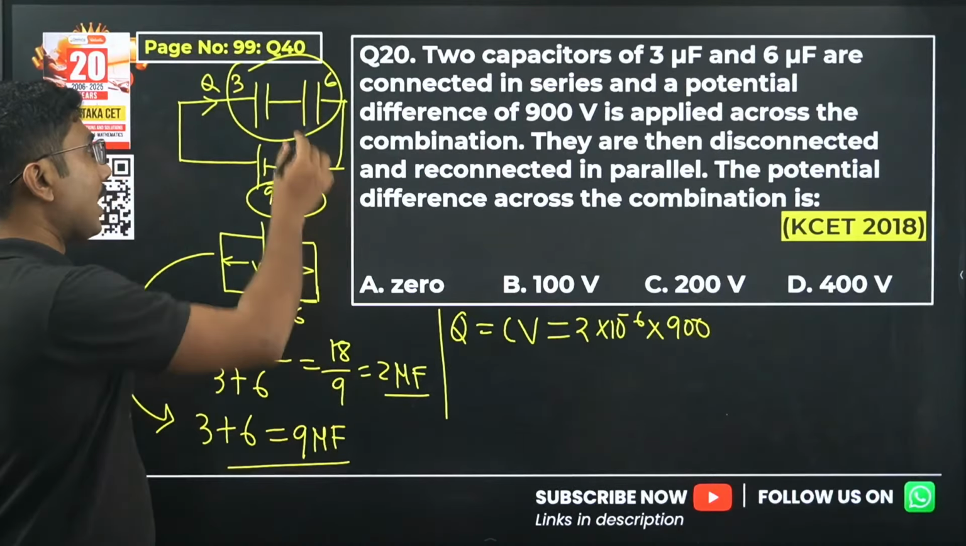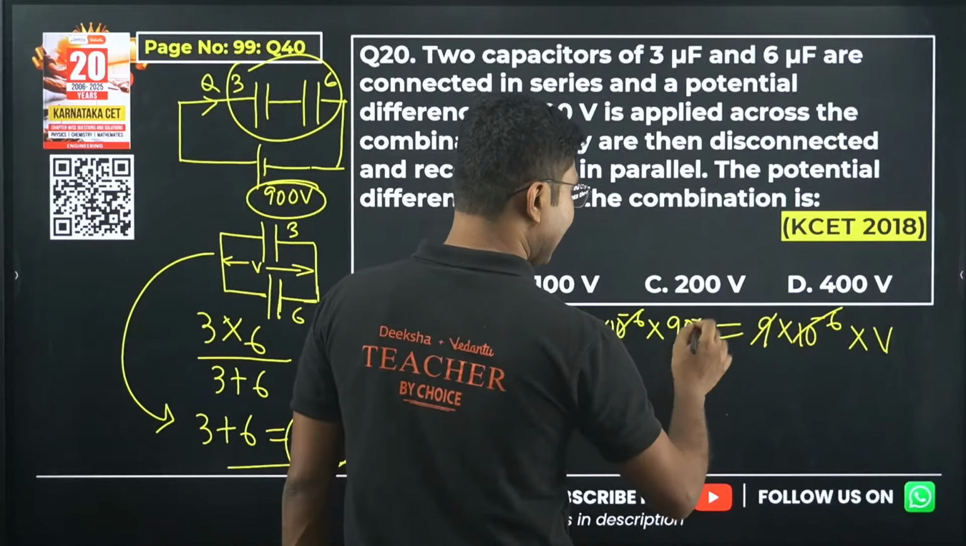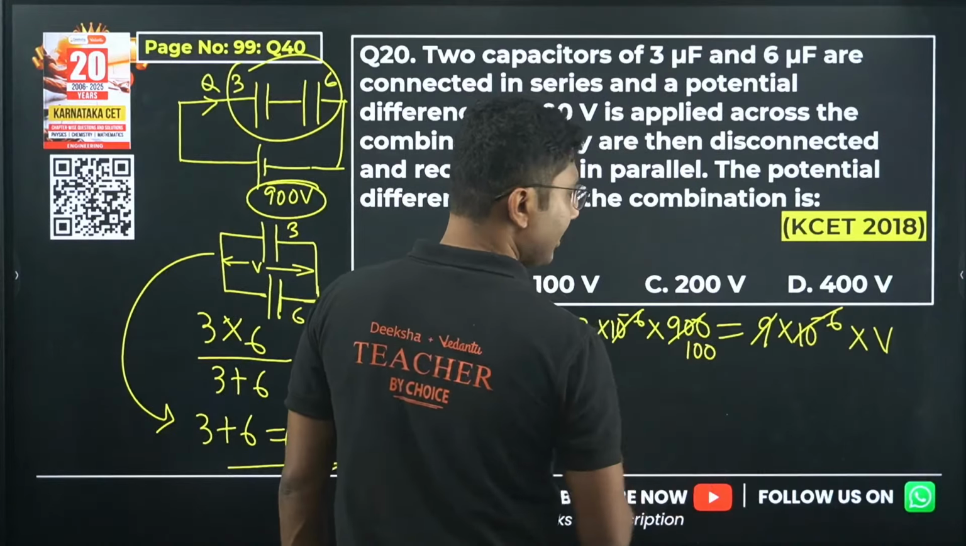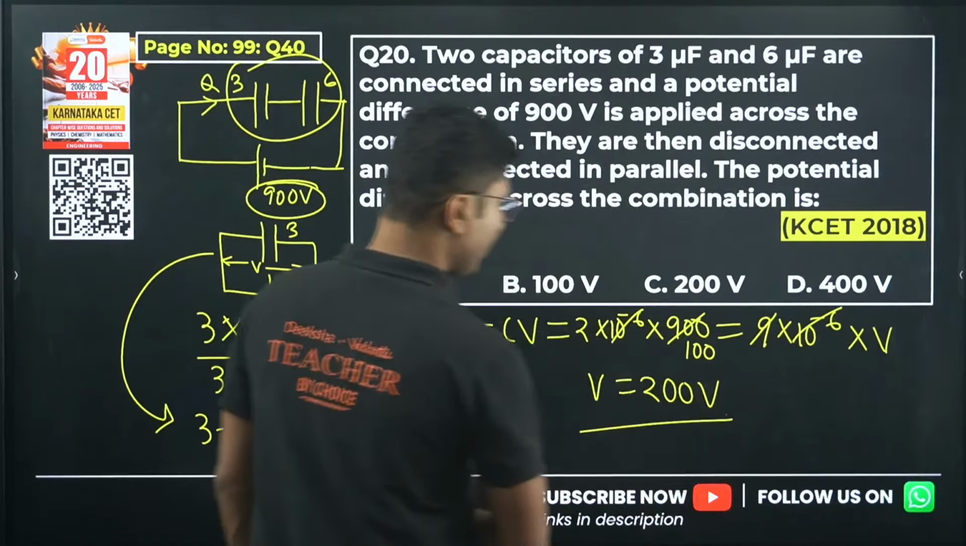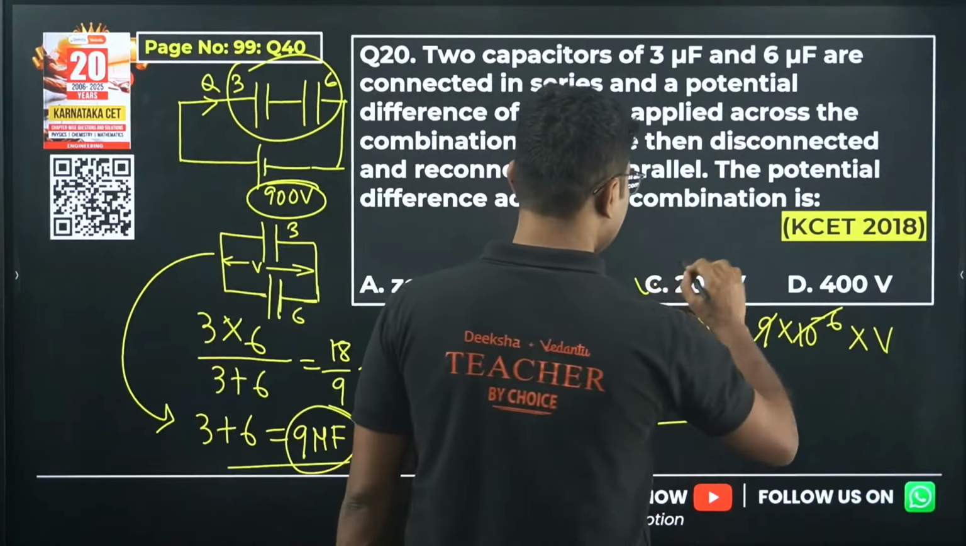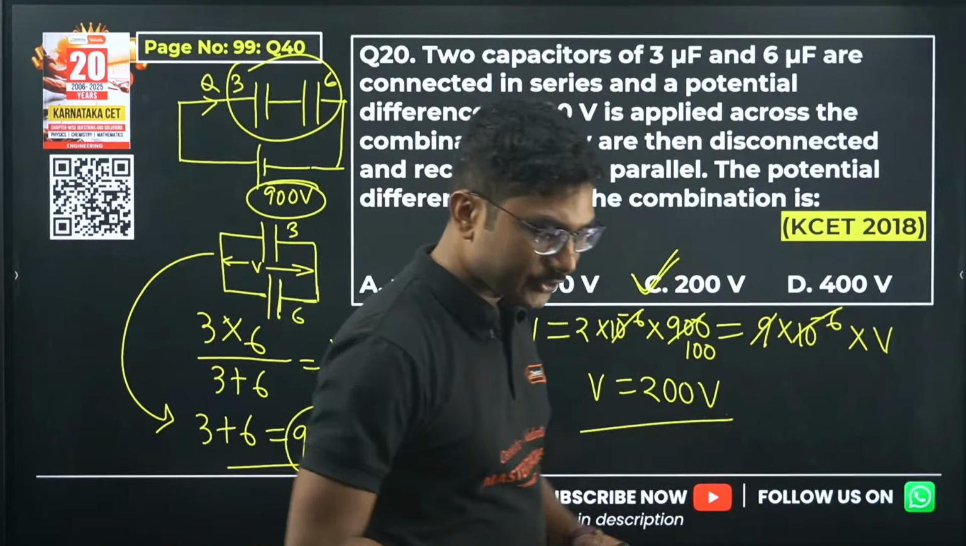So 9 microfarad into the new voltage that we are trying to find. Okay, so 10 to the power of minus 6 cancels, and we get 9 and 900 cancels, you get 100. So V equals 200 volts. Okay, so 200 volts is the correct answer for this question.